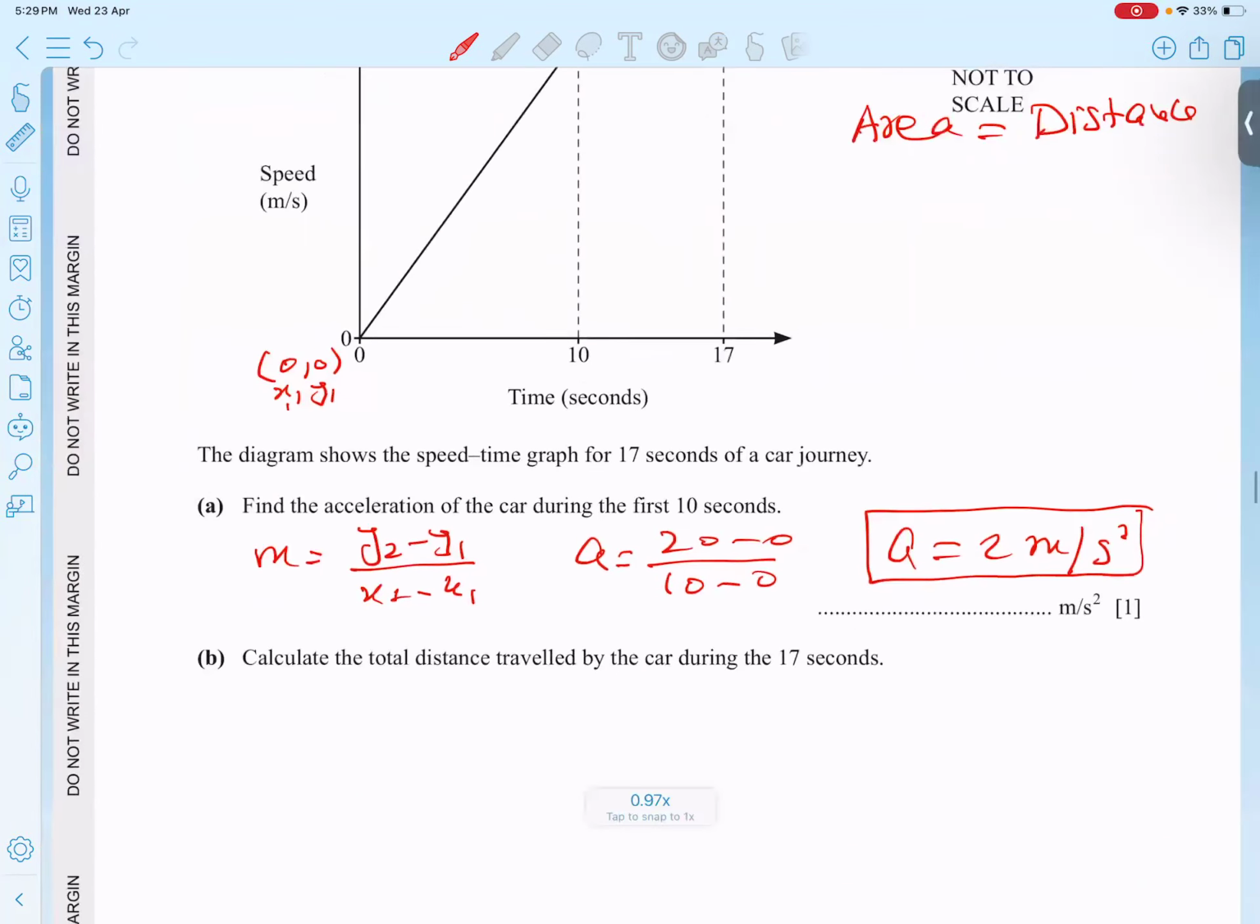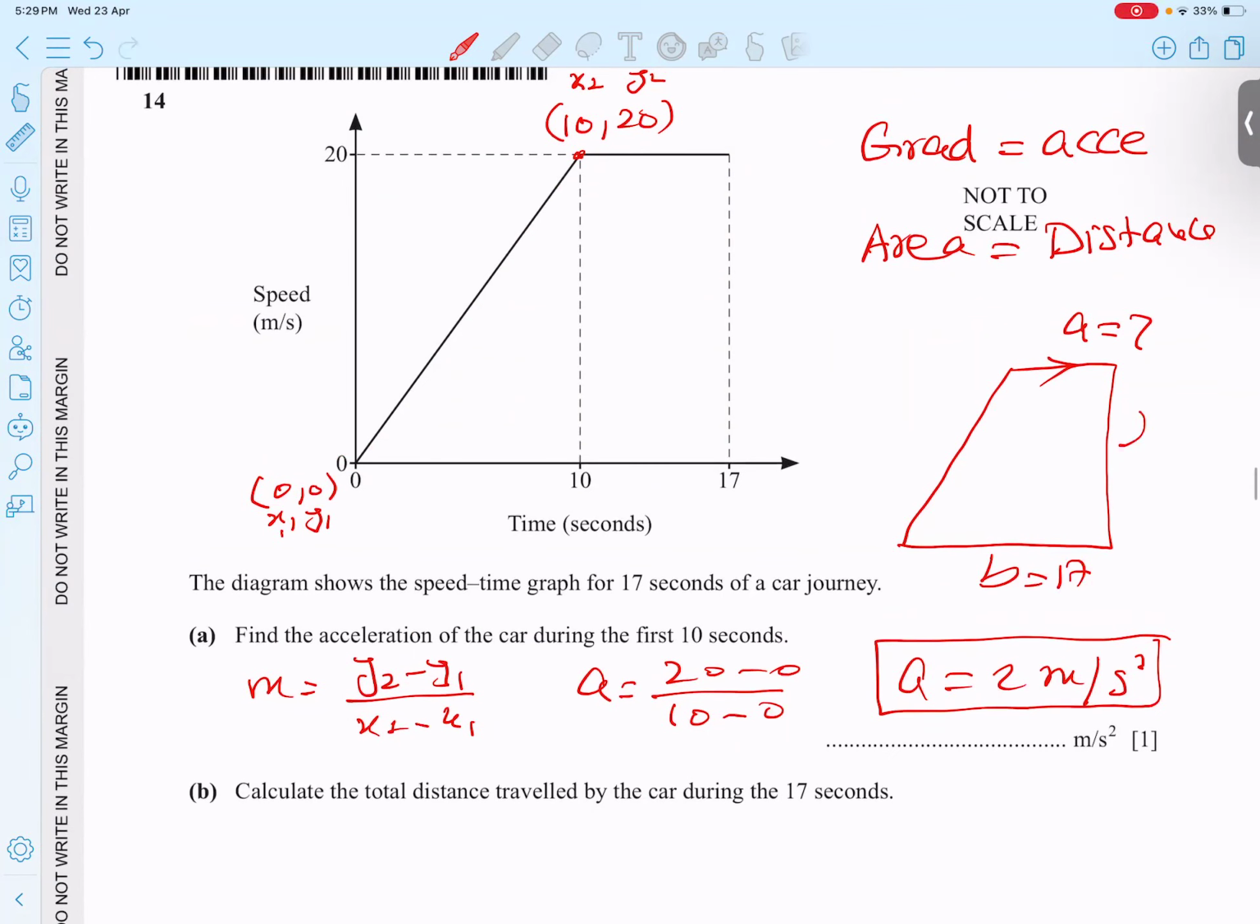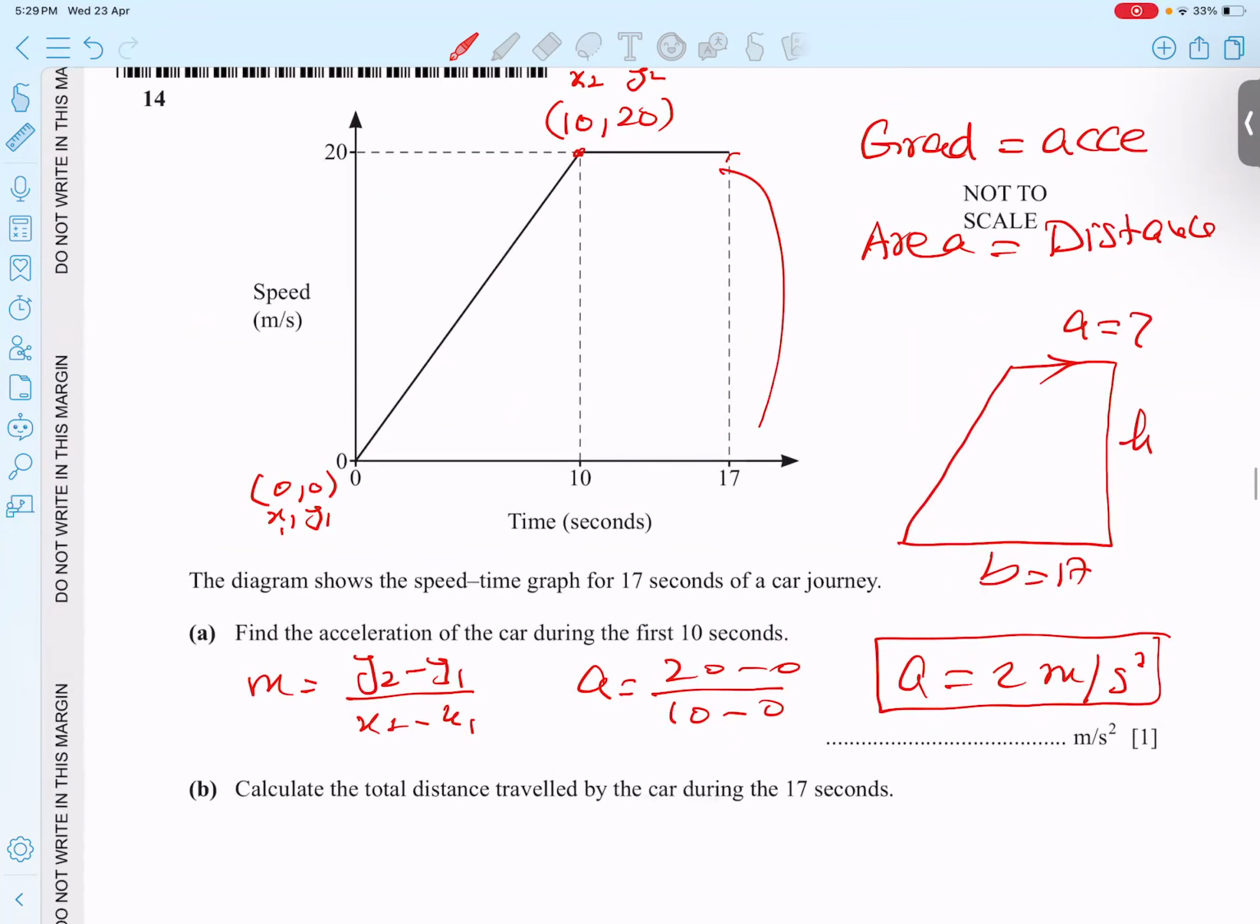So let's talk about the distance traveled in 17 seconds. I have two choices: triangle area and rectangle, add them together, or the whole diagram as a trapezium. And the trapezium diagram, I'm just going to make it. This is A, which equals 17 minus 10, so 7. This is B, which is total 17. I believe everyone understands. This is the height, which equals what? 20.